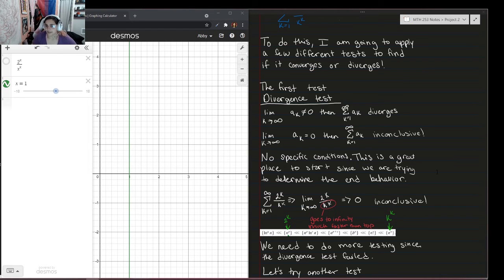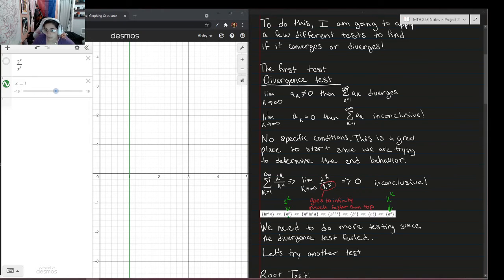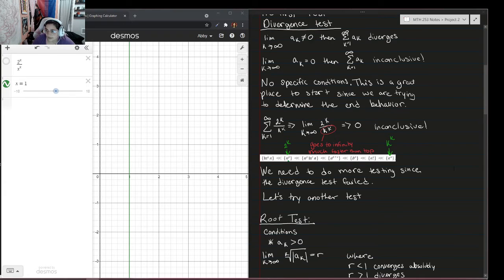I'm applying this one because it doesn't require any specific conditions besides being a series, and this is a great place to start so that we can at least determine if it will diverge easily by just taking the limit of our series. So I take the limit down here, as you can see, and k to the k on the bottom is going to go to infinity much faster than the top will. So our limit is going to equal 0, which is inconclusive for this one.